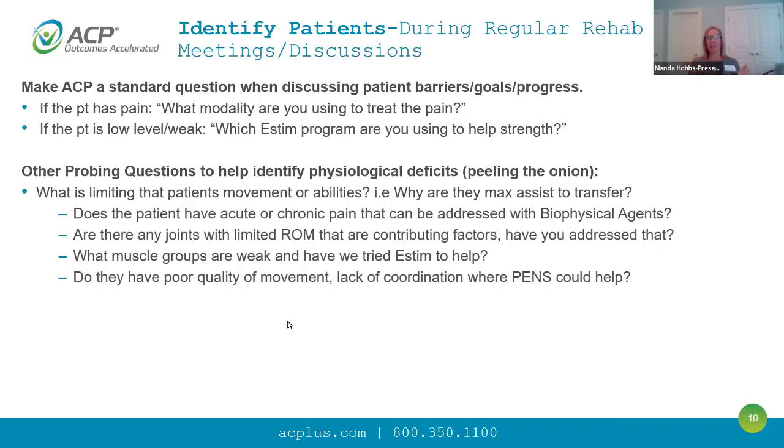Let's say that patient has a limitation where they're a maximum assist to transfer, right? Why are they max assist? Let's dive deeper. Do they have some chronic or acute pain that we can address with a modality? Are there joints that are limited in range of motion that might be contributing to their inability to stand up? Maybe the muscle groups are weak. Have we tried ESTEM to help with that? Maybe their quality of movement, they don't have coordination, they're lacking that timing piece. Maybe something like pattern ESTEM could help.